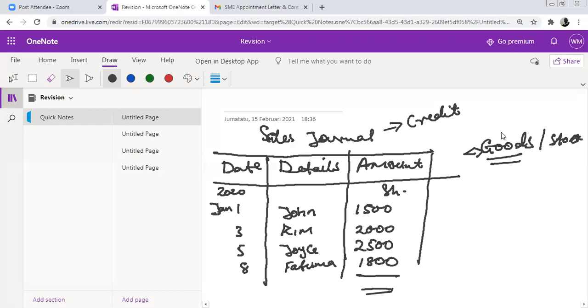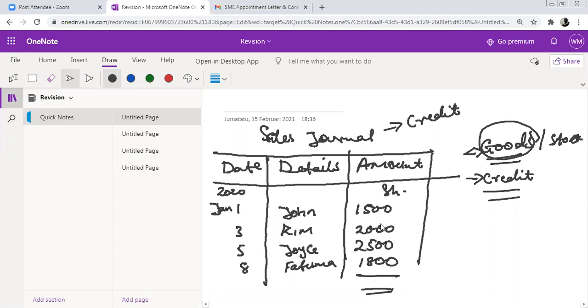When you buy them on credit, you record them in the purchases journal. When you sell them on credit, you record them in the sales journal. When they are sold and returned by the customers, you record them in the sales returns. When we buy them and at some point return them, they are known as purchases returns, and we record them in the purchases returns journal. So the key thing is they must be goods, and they must be on credit. If they are in cash, you don't record them here. They go to another book of original entry, known as the cash book, if they are bought on cash basis.